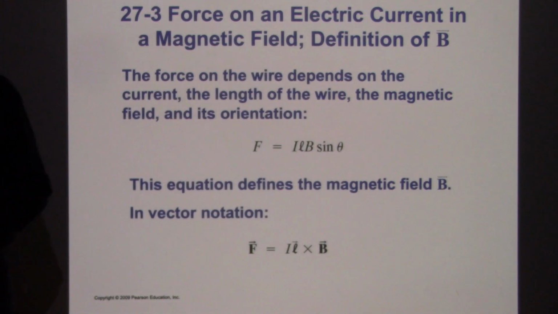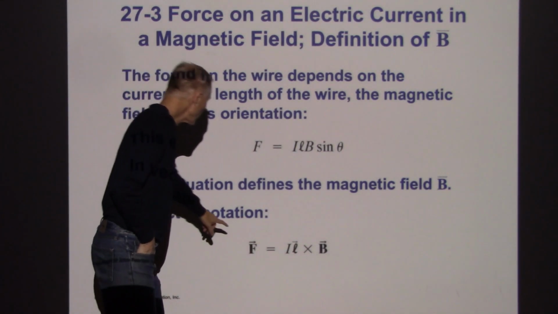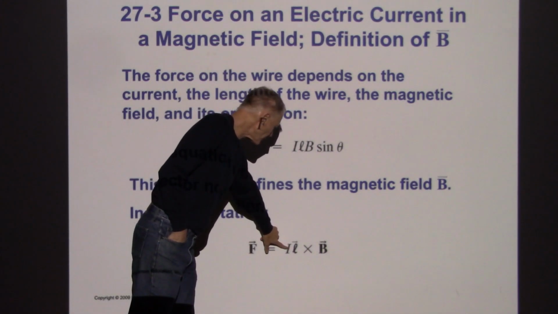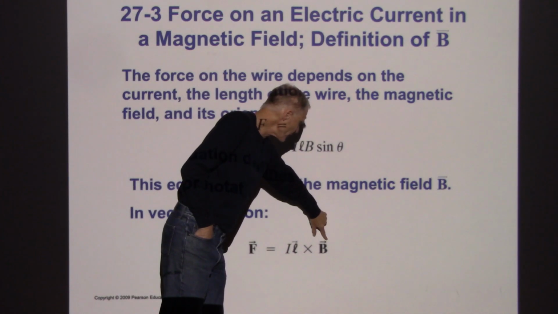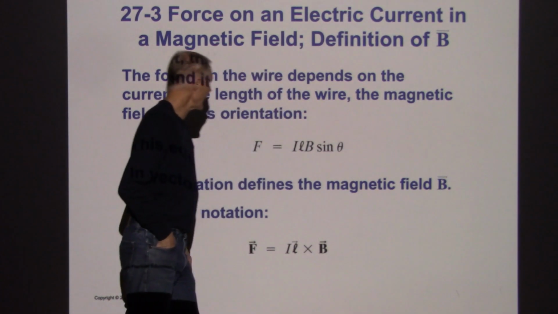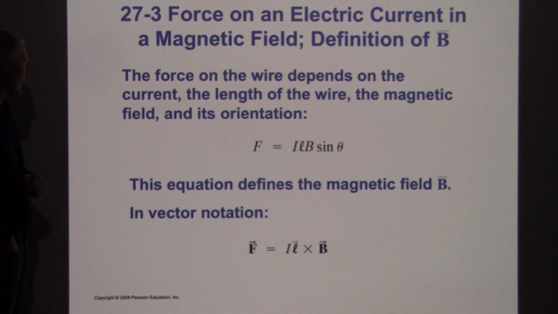All right, so here we go. Here are the formulas that we can work from. So this is the force acting on a current that is moving through a magnetic field, and the length of the wire is L. So this is the picture that we were looking at before.